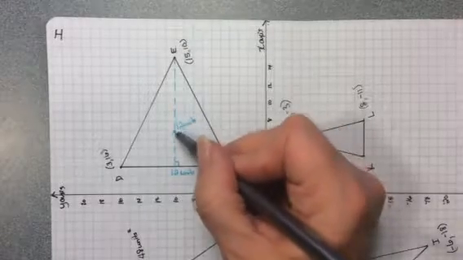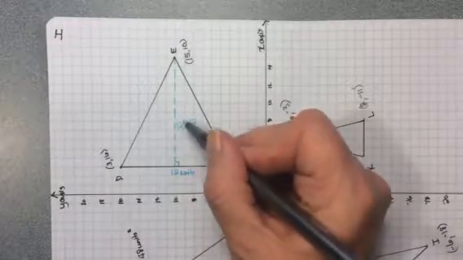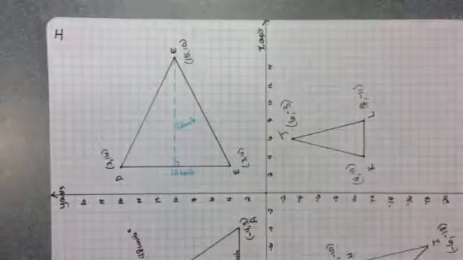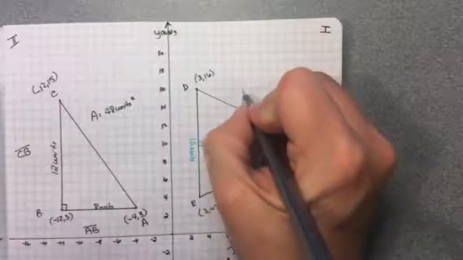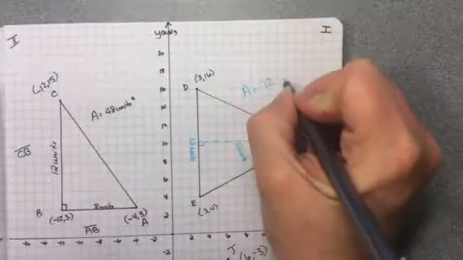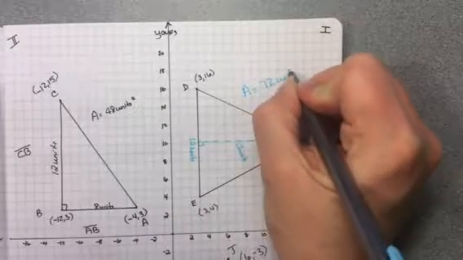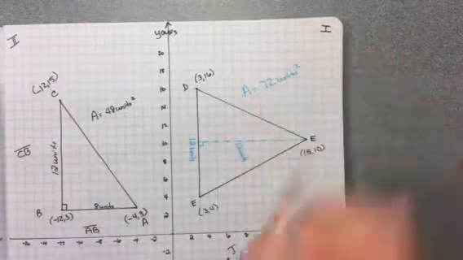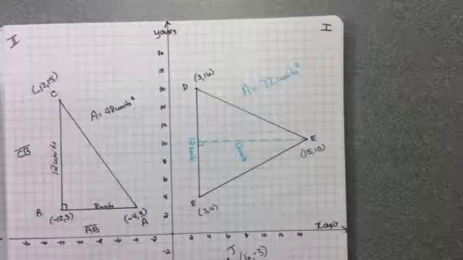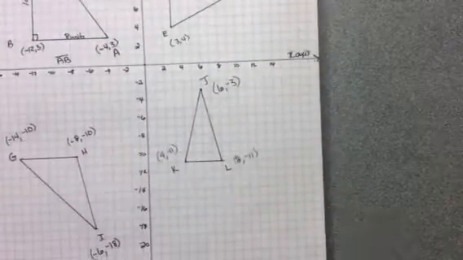Or I could take one of these. So half of the 12 is 6. 6 times 12 is 72. But either way, the area of this triangle is going to be 72 units squared. Okay? So what I would like you to do now is take a look at this third one.